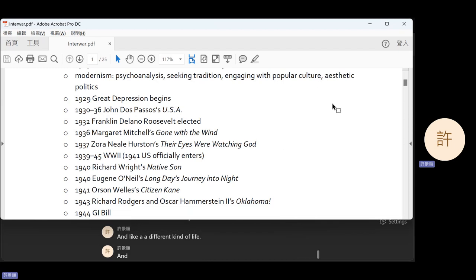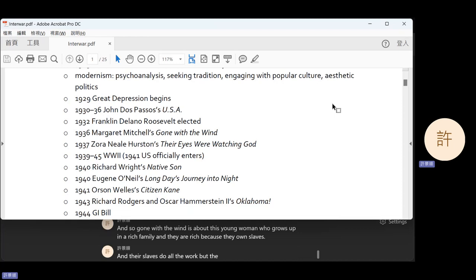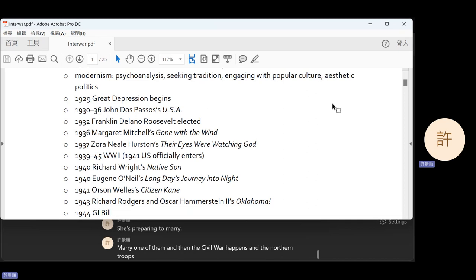So Gone with the Wind is about this young woman who grows up in a rich family, and they are rich because they own slaves and their slaves do all the work. But the story doesn't say that. She's a young woman, she's growing up, she has boyfriends, she's preparing to marry one of them. And then the Civil War happens, and the Northern troops storm down into Georgia, where the story takes place.